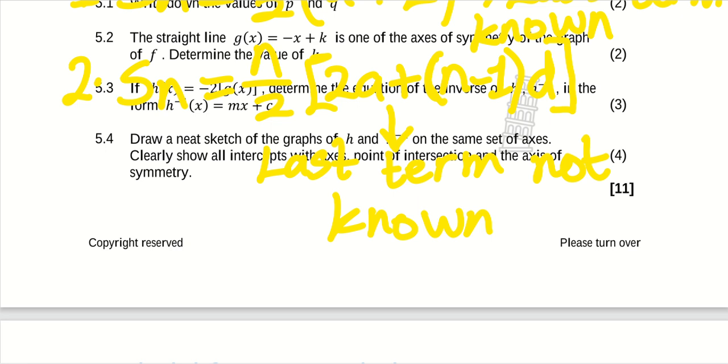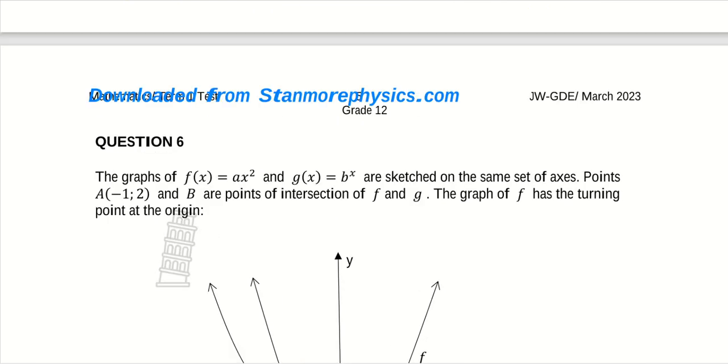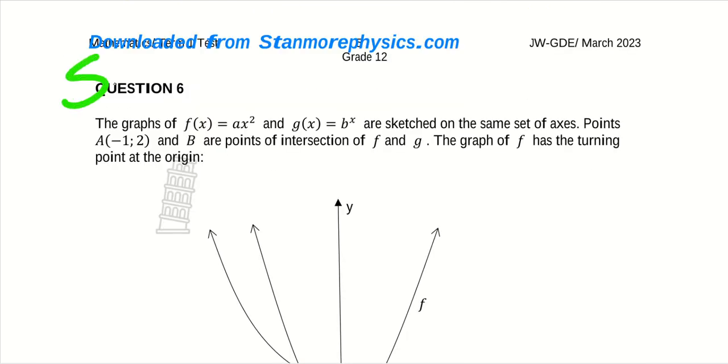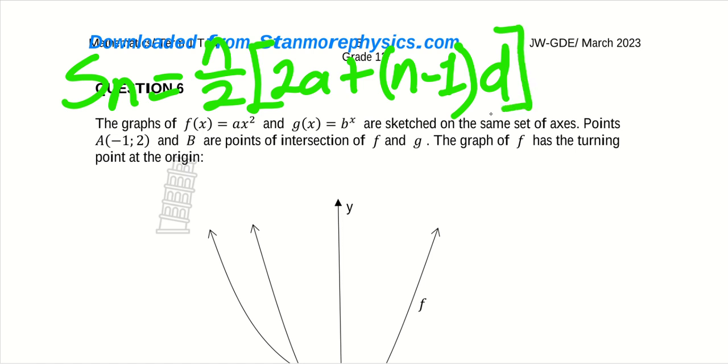Okay, let me do it like this. So formula 2 being this one, right? It's the one that we're going to be utilizing in this case, because that's the one that we use if the last term is not known. So we don't know it really. So I'm going to write Sn equals n over 2, then open brackets 2a plus, then n minus 1, then d, like this. So this is formula number 2.